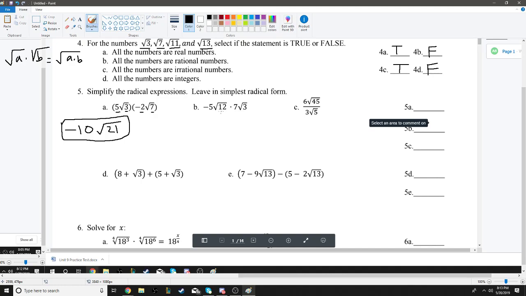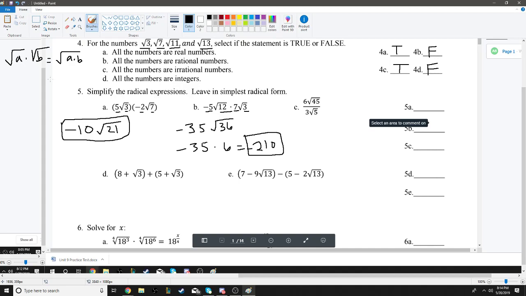Okay. So over here, negative 5 times 7, that's negative 35. 12 times 3 makes us the square root of 36. However, we can take the square root of 36. The square root of 36 is 6. And 35 times 6, and I cannot think right now, is 210, I think. Use a calculator to double check me.